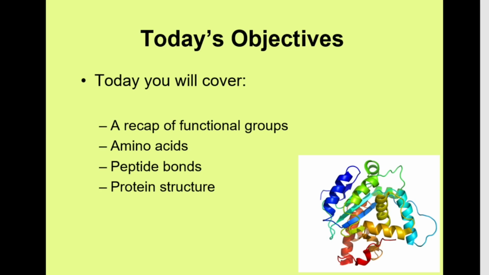So the objectives for this session: I'm going to start by doing a quick recap of functional groups that I've done in previous sessions. Then we're going to go on to look at amino acids, which are the monomers that are joined together to make our proteins. Amino acids are joined together by peptide bonds, so we'll look at those. And then we'll finish off by talking a bit about protein structures, because proteins are really large, complex, three-dimensional molecules, and their structure is really, really important. It's what enables them to do their jobs.